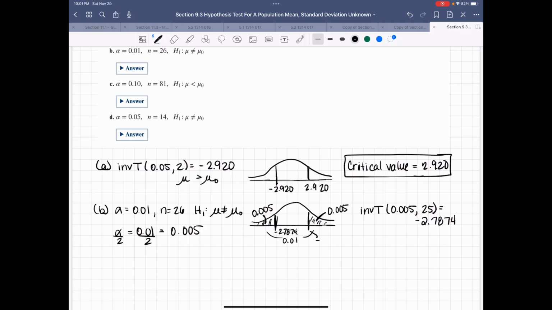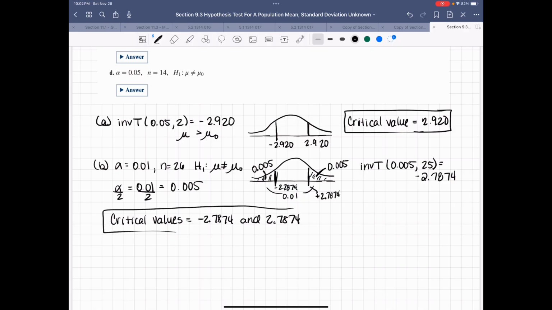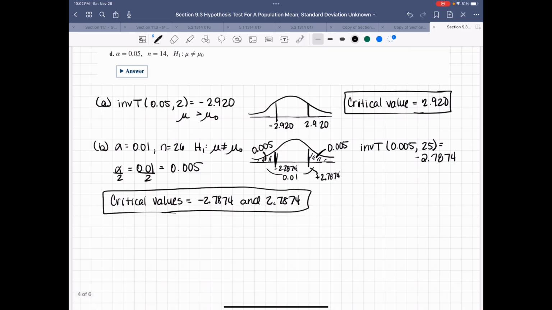So what's the right side one going to be? That's going to be a positive 2.7874. So my critical values will equal negative 2.7874 and positive 2.7874. You don't need that positive in front of it. I just made the positive there because I accidentally wrote a negative to start with.